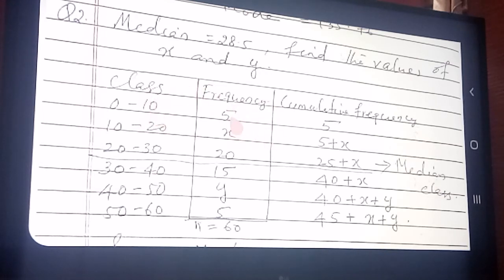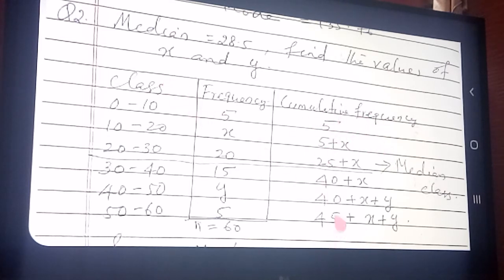So less than 10, how much frequency is coming? 5. That only will come here also. And less than 20, it means 5 plus x. Then add the whole, 25 plus x. Then 40 plus x. Then from here all add, 40 plus x plus y, and the full addition gives 45 plus x plus y. These are the cumulative frequencies. Any method you apply to find the cumulative frequencies, completing the table you will get 1 mark full. So make the table correct.